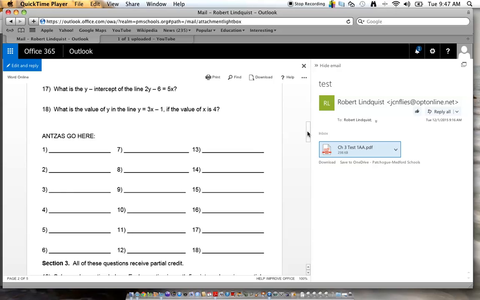number 17 says, what's the y-intercept of this line? And this is really ugly because it's not even close to saying y equals. So I'm going to go up here where I have lots of room. And my first step will be to add the 6 to both sides. 2y equals 5x plus 6.